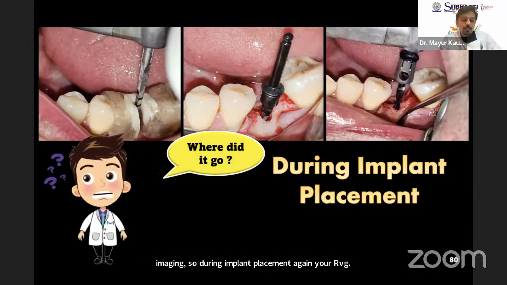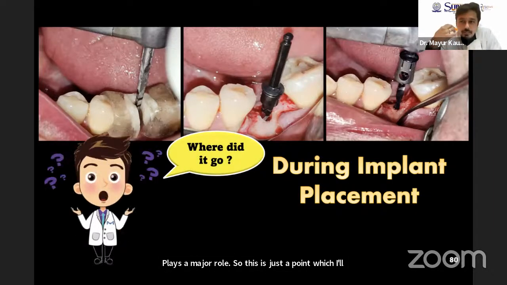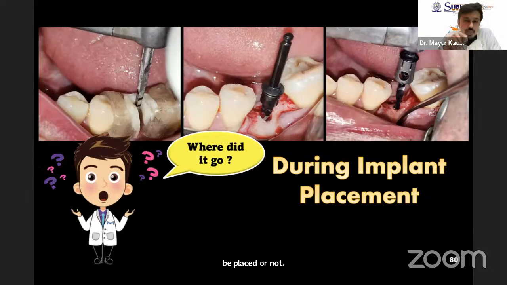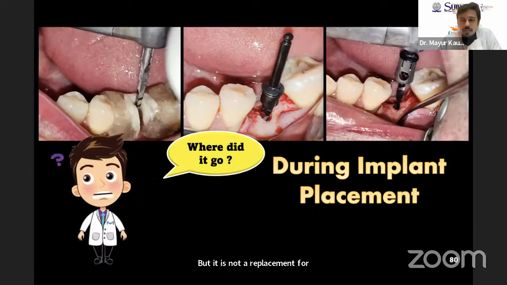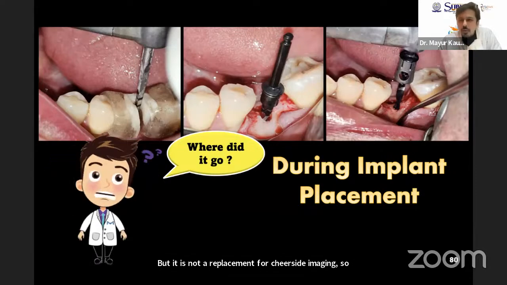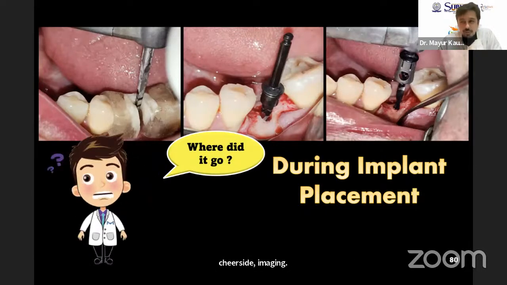Please understand one thing, that CBCT is a pre-diagnostic tool mainly. It will help you in deciding whether implant can be placed or not. It will help you in deciding the sizes of the implant which can be placed. But it is not a replacement for chairside imaging. So chairside imaging, thanks to RVG, has progressed a lot. All of you must have heard of the notion which we used to hear when our PG had started in 2002.